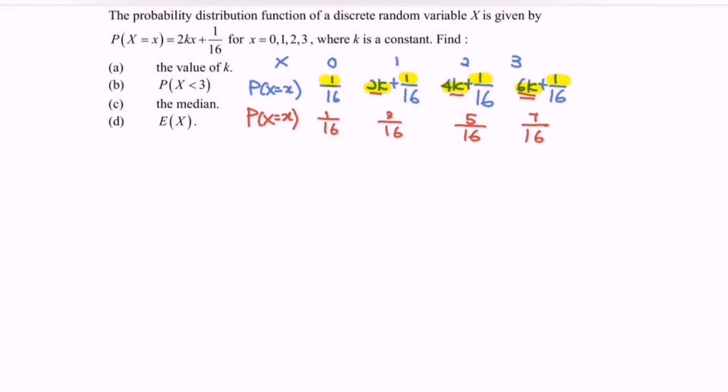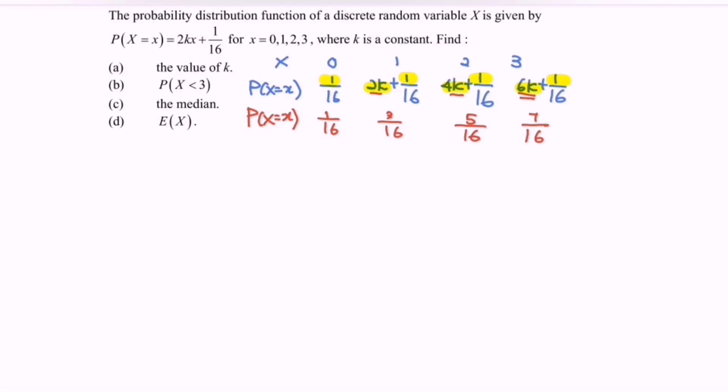Continue with the median. So what is the median? The median is looking for the location of 0.5. In this case, 0.5 represents 8 over 16. If we sum up this part, we will have 4 over 16, which is 0.25, less than 0.5, which means the median is not at 0 or 1. If we sum up this part, we will have 9 over 16, which is 0.563, greater than 0.5. So, in conclusion, the median X is equal to 2.